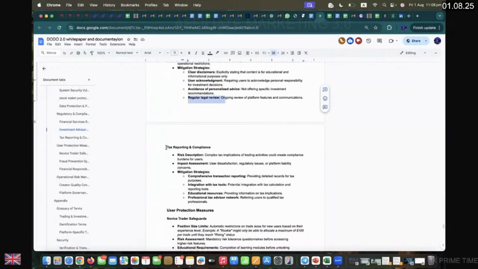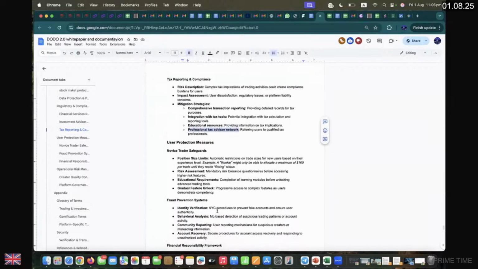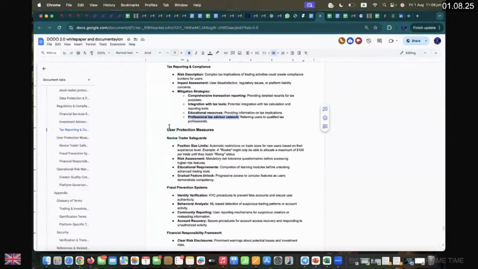Tax reporting and compliance. Complex tax implications of activities could create compliance burdens for users. User dissatisfaction, regulatory issues to platform liability concerns. What are our mitigation strategies? Comprehensive transaction reporting, integration with tax tools, educational resources, professional tax advisor network, user protection network measures. For novice trader safeguards, what do we do?